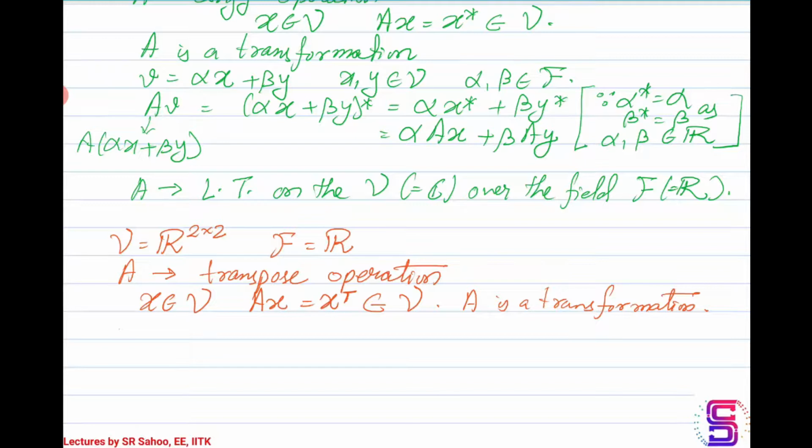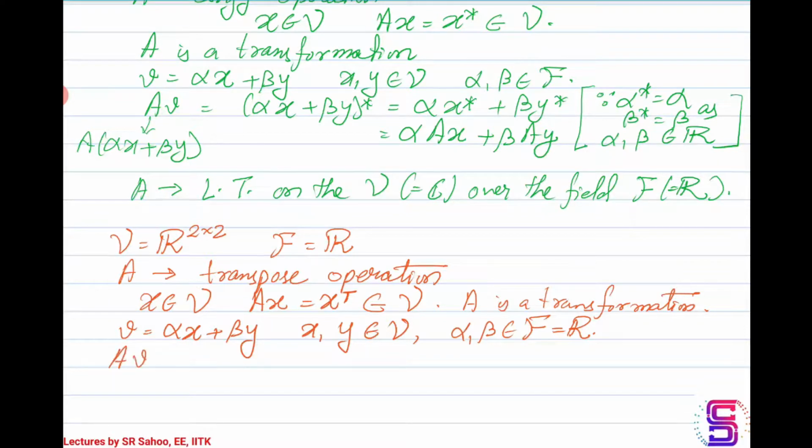Now consider vector V, which is a linear combination of two vectors x and y, where x, y belong to the vector space and alpha, beta belong to the field. Please note that the field in this case is the reals, and the vector space is the set of 2 cross 2 real matrices.